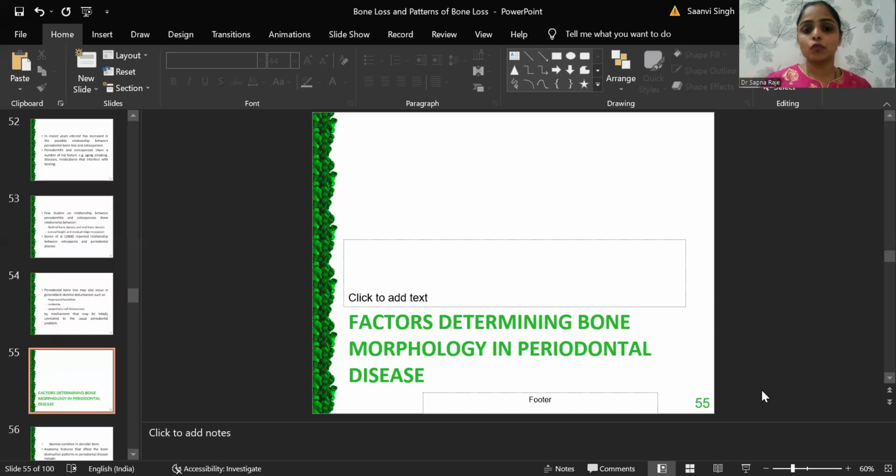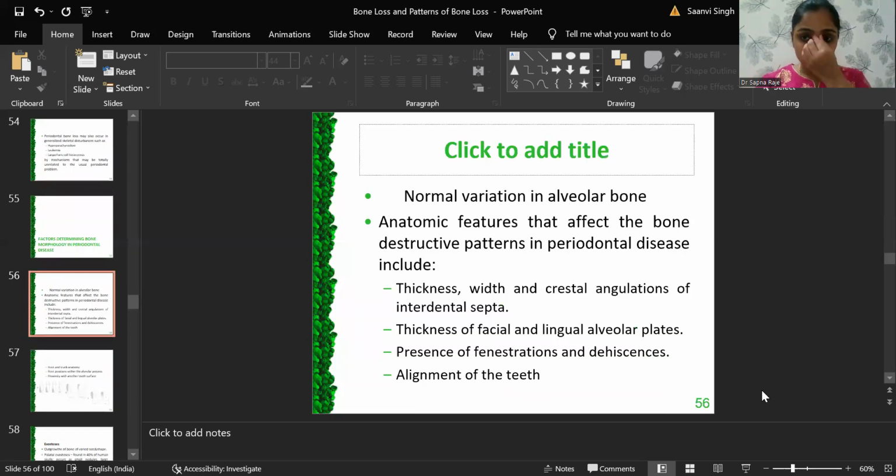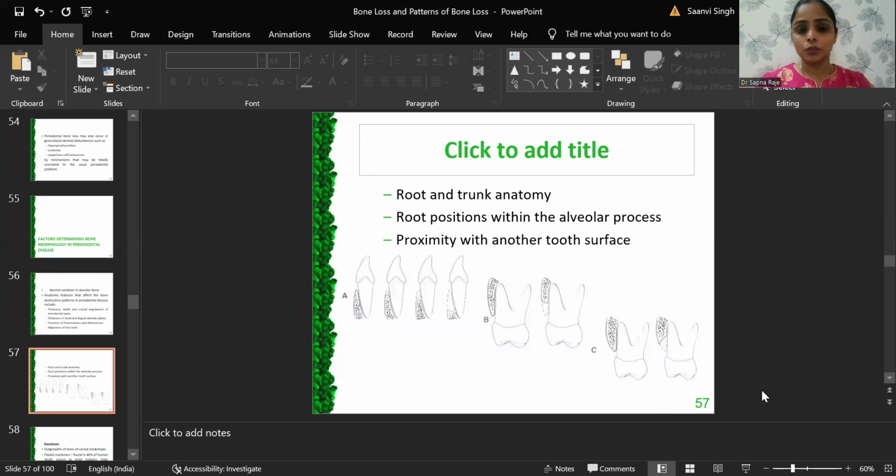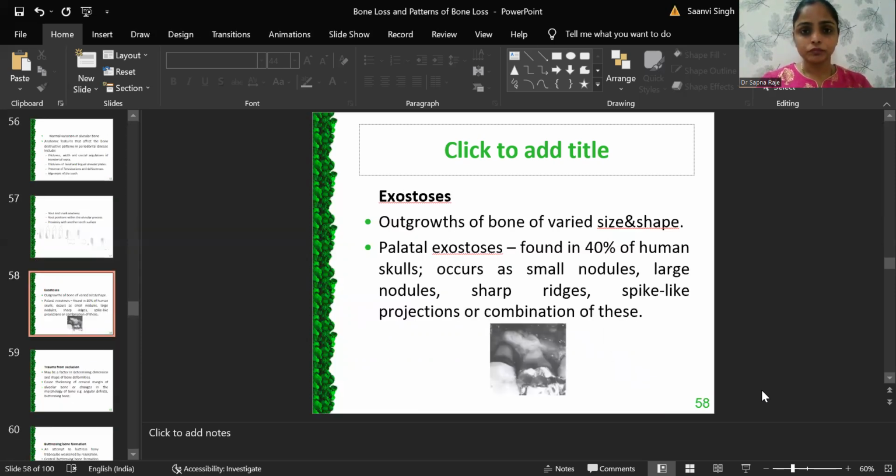Factors determining bone morphology in periodontal diseases. There are certain factors on which bone formation and bone resorption are dependent, like thickness, width, and crestal angulation of the interdental septum, thickness of facial and lingual alveolar plates, presence of fenestrations and dehiscence, alignment of the teeth, root and trunk anatomy, root position within the alveolar process, proximity with another tooth surface, and exostosis, outgrowths of the bone of varied size and shape.